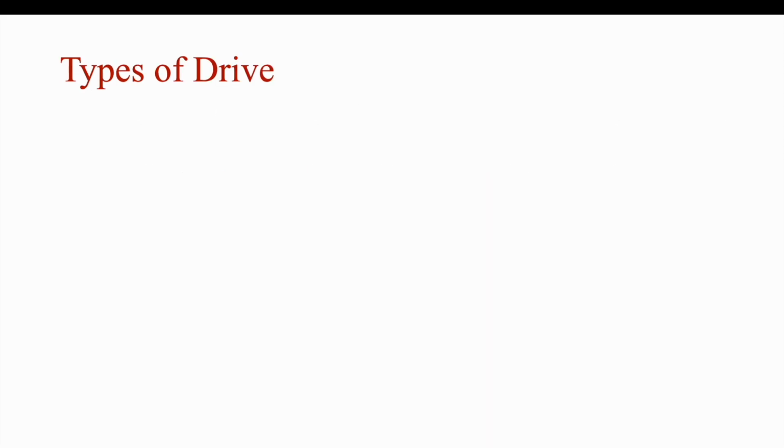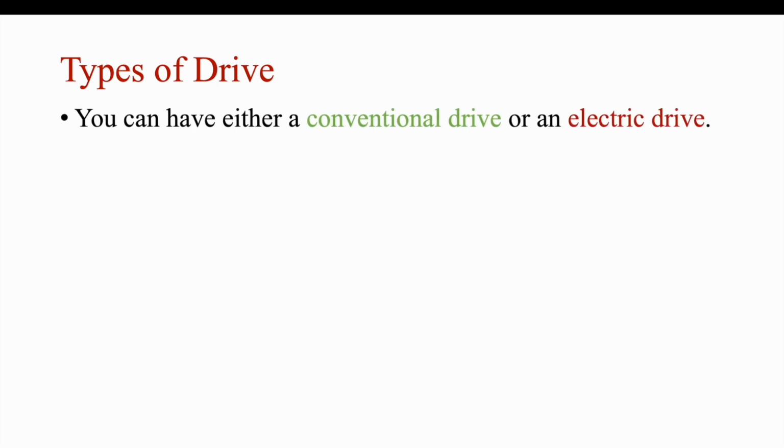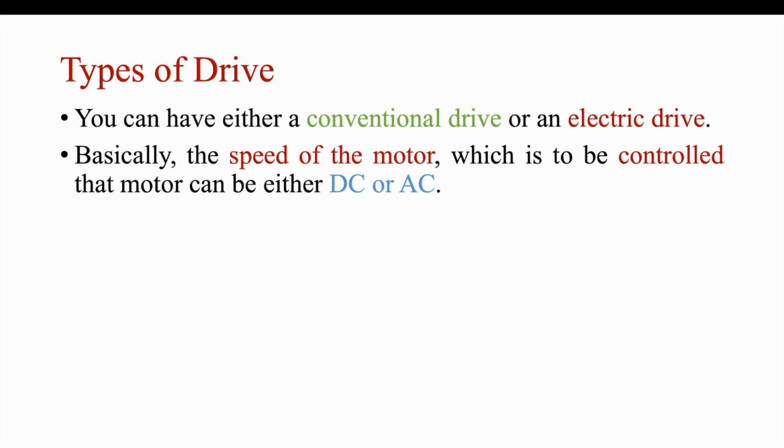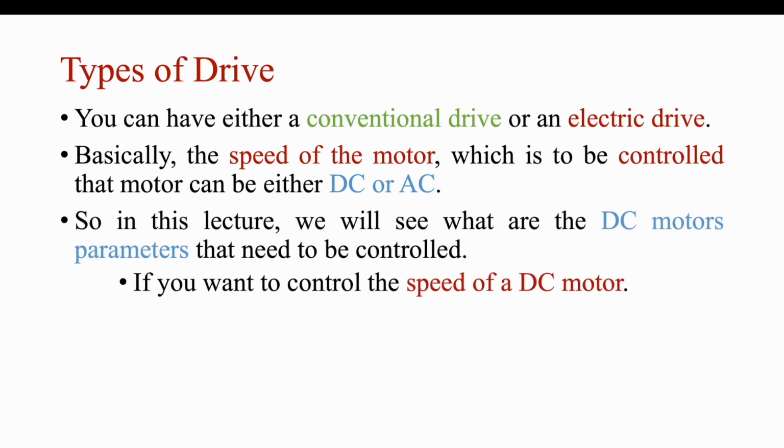And you know there are many types of drives. Like you can have either a conventional drive or an electric drive. Basically the speed of the motor which is to be controlled, that motor can be either AC or DC. Like in the industry, either you are working on AC motors or on DC motors. So particularly in this lecture we will discuss the DC motors, and we will see what are those parameters that need to be controlled to control the speed of the motor.